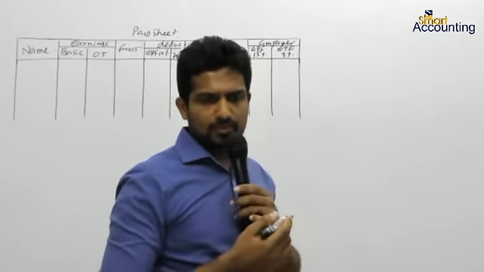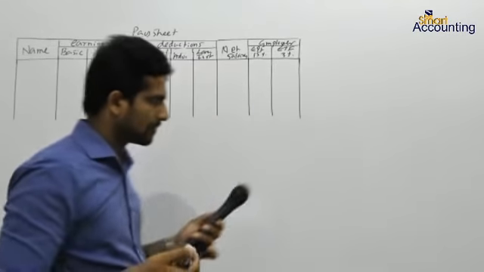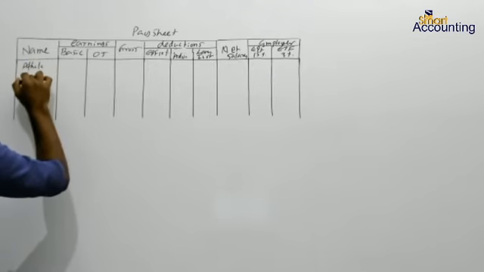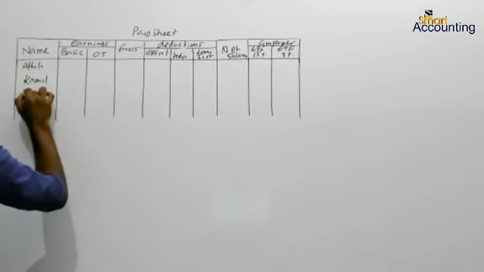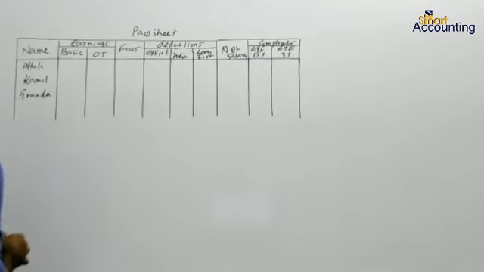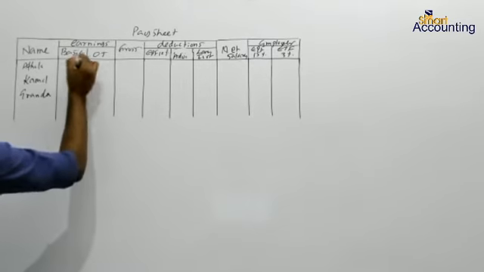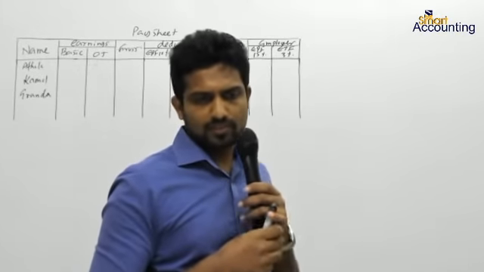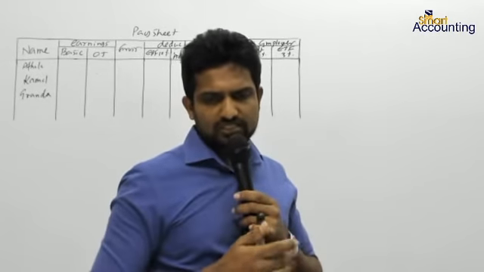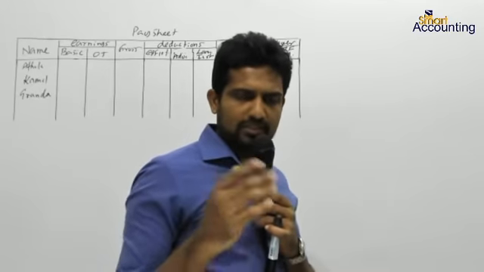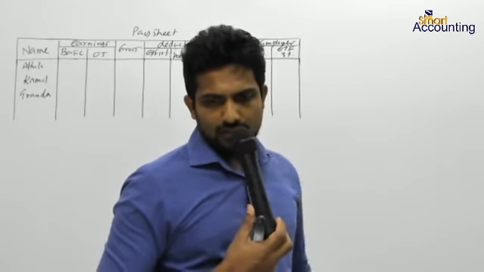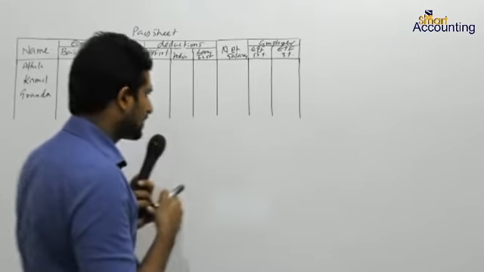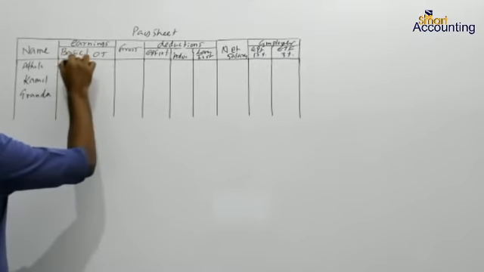Atula, Kamal and Nirand. Let's see. For the employees, just multiply the hourly rate by the hours worked. 40 into 200, that is 8,000. Monthly salary for all the employees, 8,000. Basic.